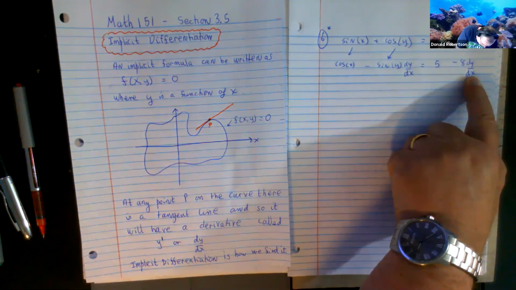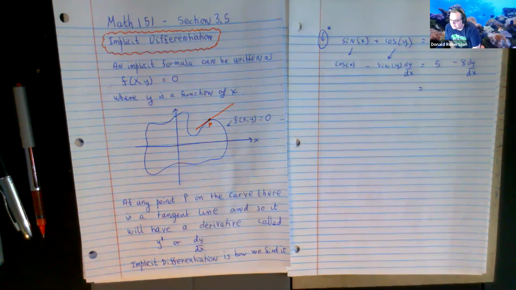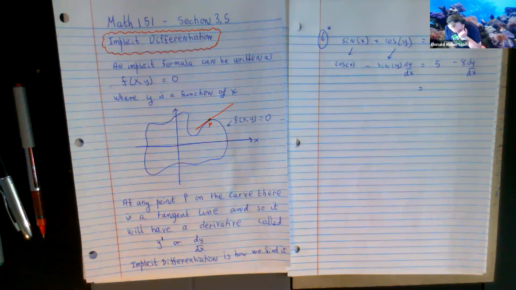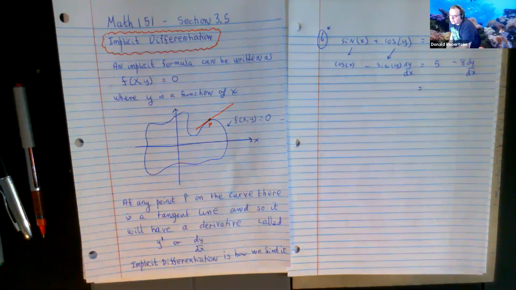Now we've got an algebra problem. We want to solve for dy by dx, right? That's our goal. dy by dx equals big ugly fraction. How am I going to make that happen? Because it's not going to be one line. So just tell me one thing to do that's going to get closer to that answer. What could we do?